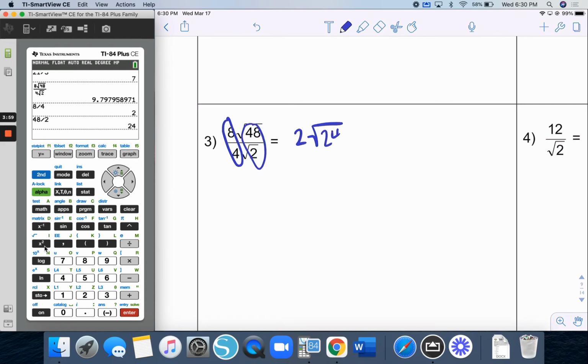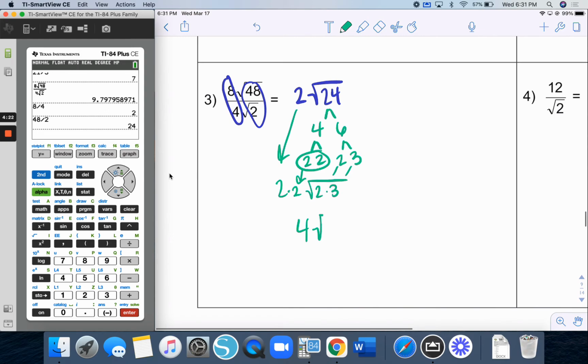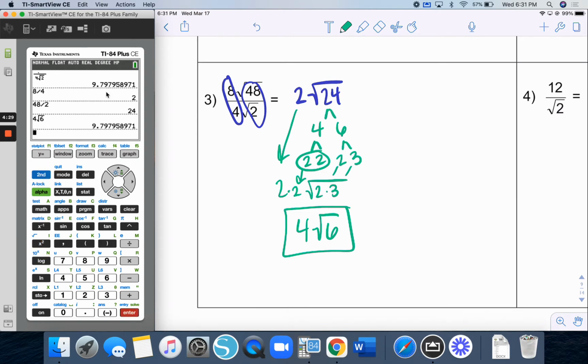Now let's see if we can break down 24 at all. 24 is 4 and 6, 2 and 12, 3 and 8, whatever you want to use. 4 is 2 and 2, 6 is 2 and 3. And so I have a set of 2's I can take out, and then a 2 and a 3 that will be left inside the square root. So I've really ended up with 4 square roots of 6. And again, you always want to double check this. Same ugly decimals as when we typed in the original.